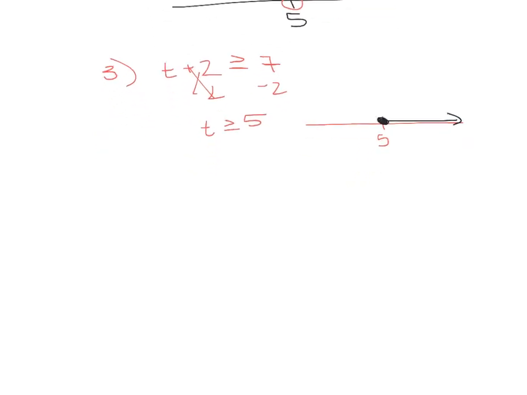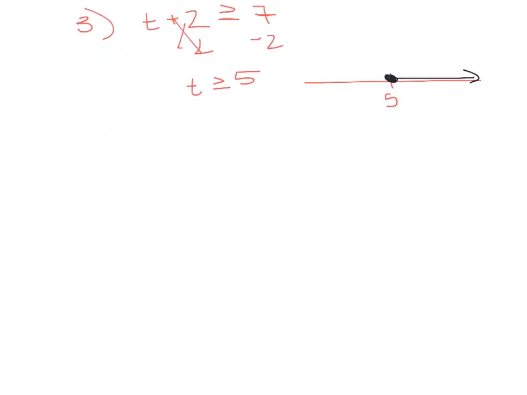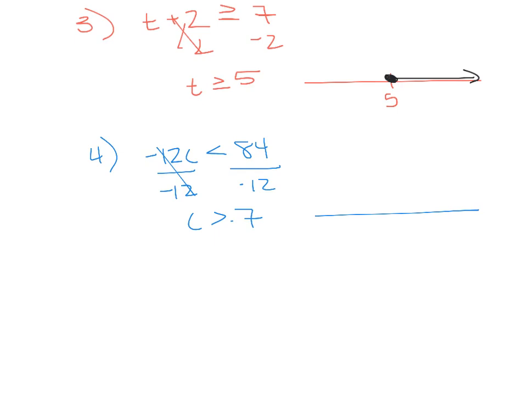Okay, next one. We are graphing the inequality of negative 12c is less than 84. Divide each side by negative 12. When we divide by a negative, that flips the inequality sign, and it's c is greater than negative 7. To graph that, negative 7, open circle to the right.